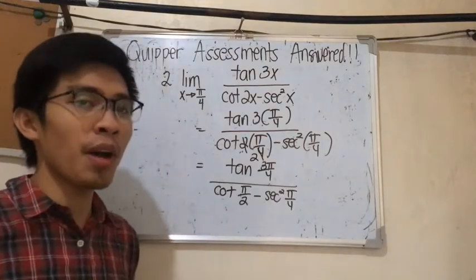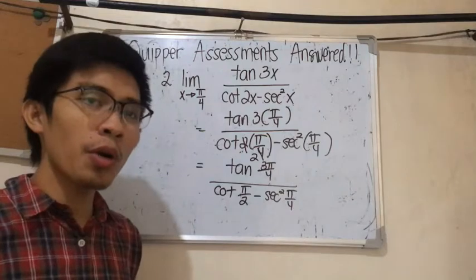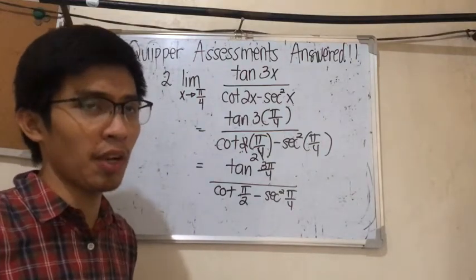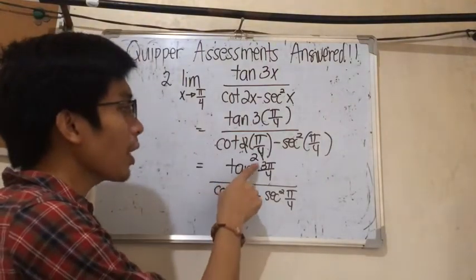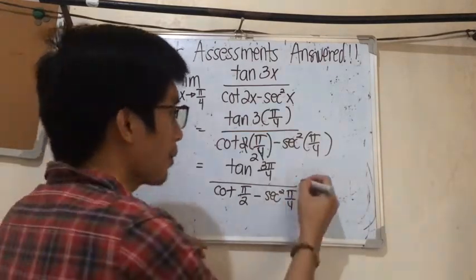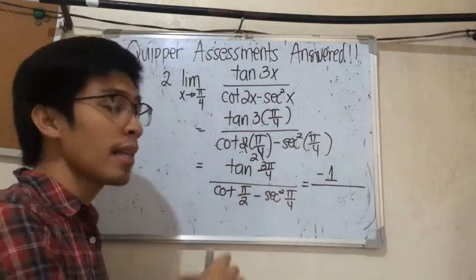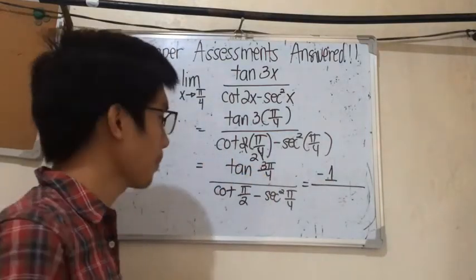Since we are done simplifying all the terms in our trigonometric function, what we are going to do now is to find the exact value of the following trigonometric functions. We know that tangent 3 pi over 4 is equal to negative 1. That's right. That is negative 1. Again, tangent 3 pi over 4 is equal to negative 1.